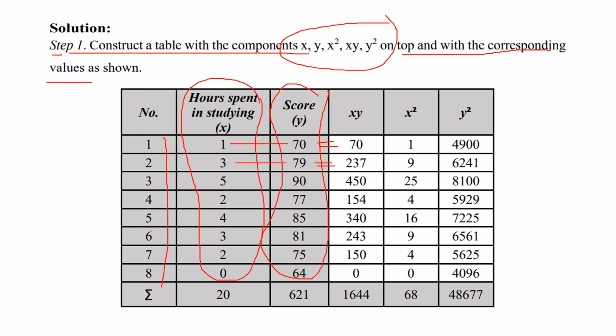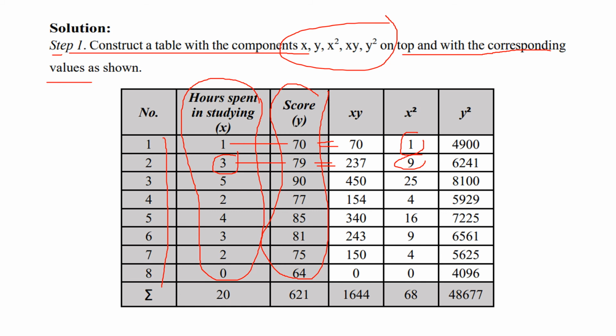Now, in your fifth column, that will be x squared. We simply take the square of the values under your second column. So that will be 1 multiplied by 1, which is 1, then 3 multiplied by 3, which is equal to 9, and so on up to the last value.